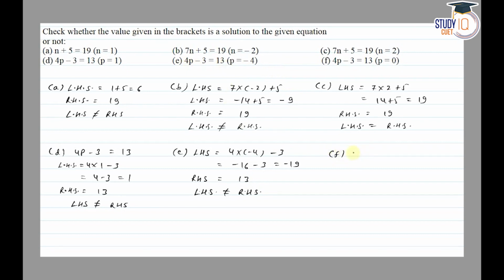Then part F is 4p minus 3 equal to 13, p equal to 0. On the left hand side we will put the value: LHS is equal to 4 into the value of p, 0, minus 3. So 0 minus 3 is equal to minus 3, and on the right hand side given is RHS is equal to 13. So minus 3 is not equal to 13. So LHS is not equal to RHS. So p equal to 0 is not the solution of the equation 4p minus 3 is equal to 13.